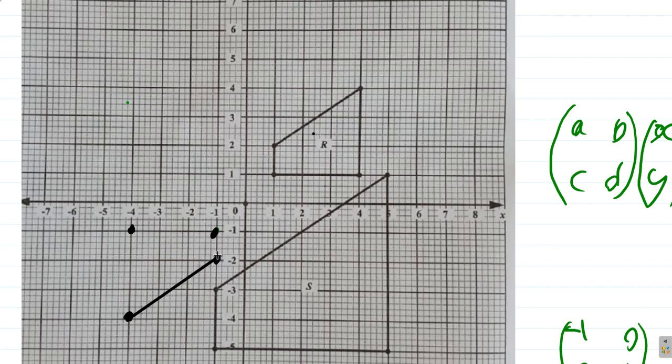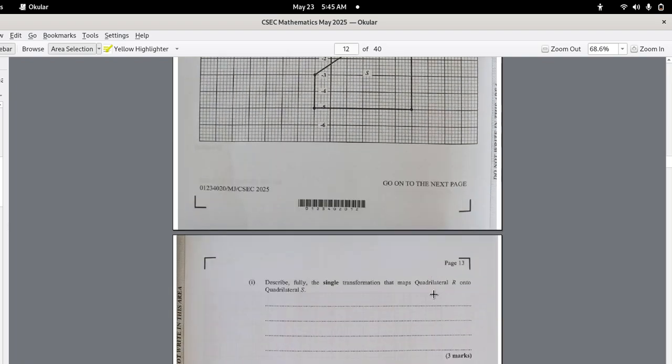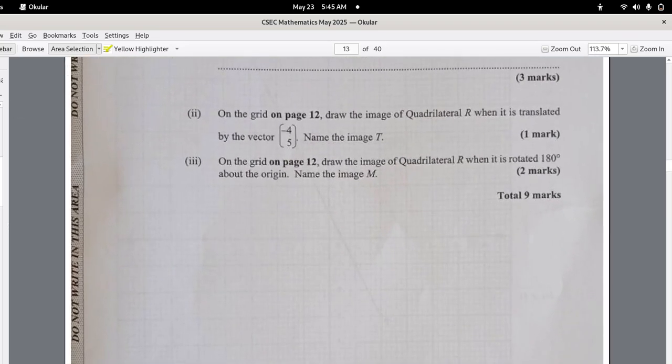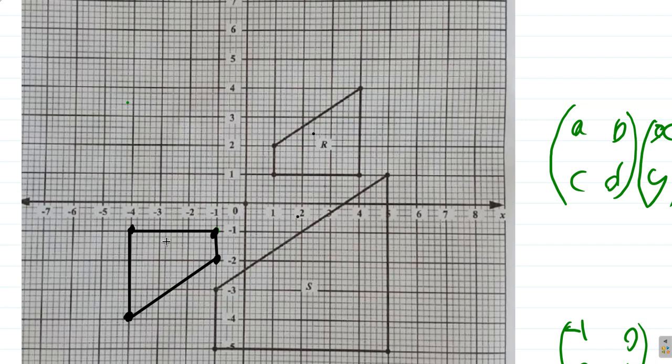So when you rejoin all the points, let me redo that part. When you put all the points back together, that is what you get. Alright? What do you say you must label it as again? Where is it? Oh, it's down here. Name it M. So this is M, the image.